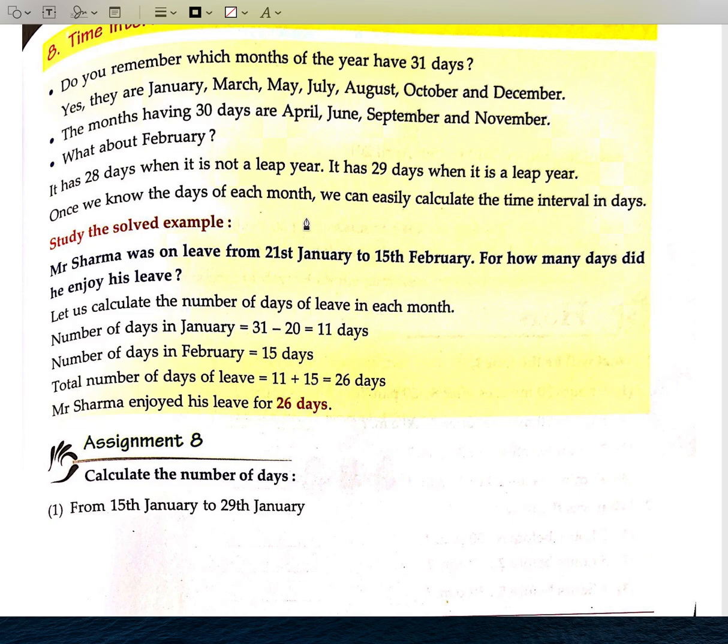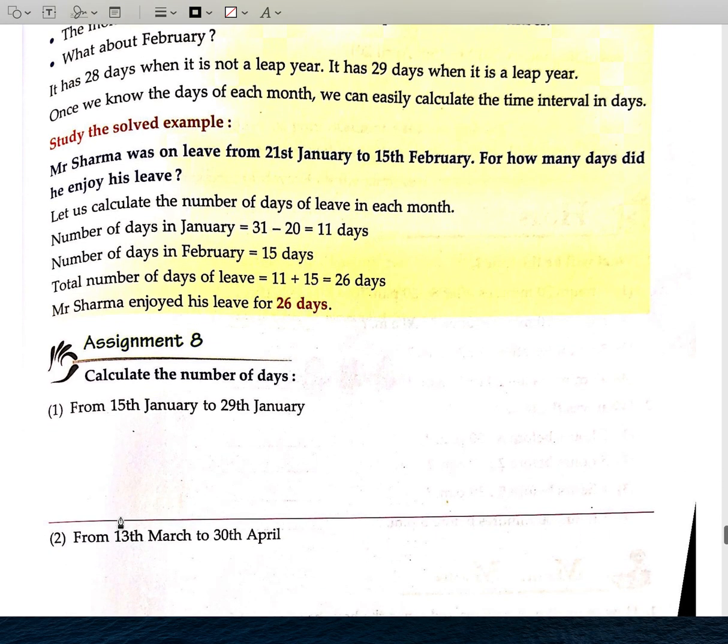Now we have to remember we cannot do 31 minus 21, otherwise there will be a mistake in the calculation. If we do 31 minus 21, we cannot take 15 days, then we will have to take 14 days. So always, when we do 31 minus the first number, we will take one less than that.